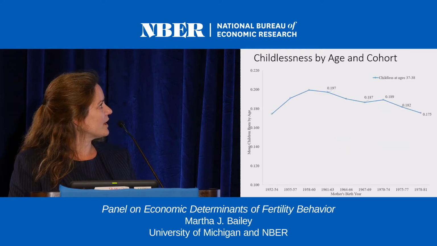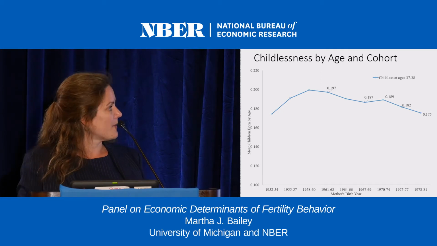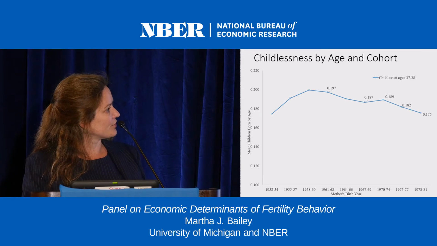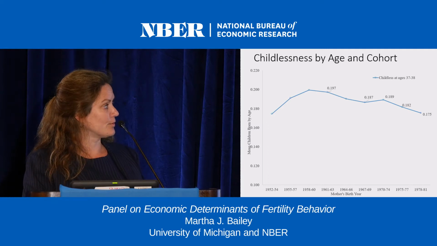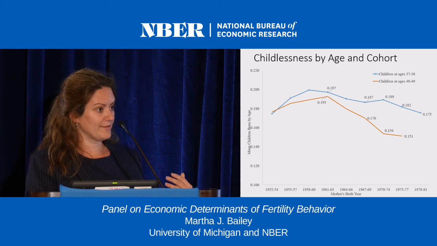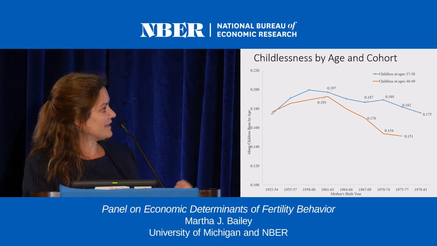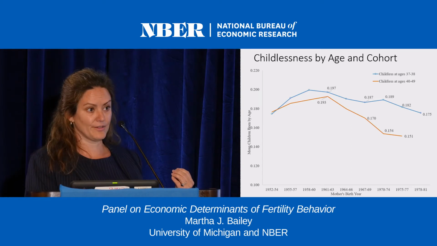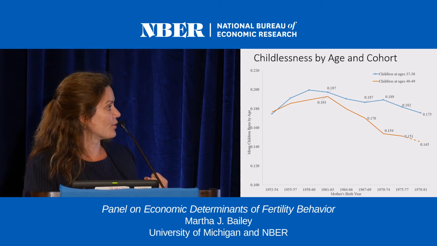The same thing is true for childlessness. Here again, I'm plotting childlessness at ages 37 to 38 by cohort, and these are exactly the same birth cohorts as I just showed you on the previous slide. And what we see is in the last 20 years, we've fallen from about 20% childlessness rates at age 37 to 38 to around 18%. But if we incorporate information for childbearing after age 38, we see that rates have fallen from just over 19% to 15%. And again, if we use recent experience to project that out, we expect those numbers to fall below 15% for the most recent cohort.